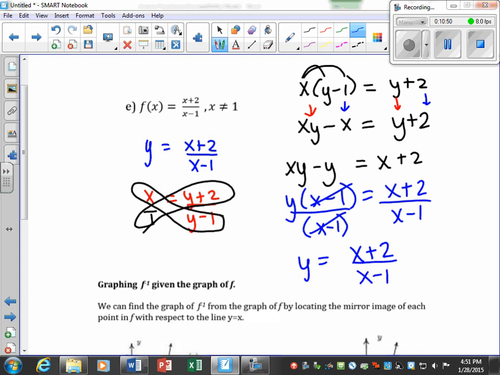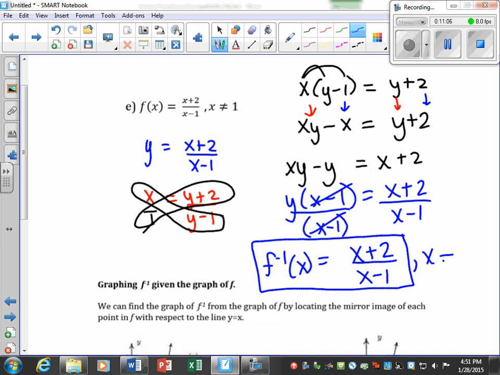In our last step, as they say, replace the y with our f inverse notation. So this will be our inverse, and that one was a lot more complex than the previous two. And we want to recall that x cannot equal 1. Still, we need to make that statement, because if a 1 was there, we would have 0 in the denominator, and it would be undefined.